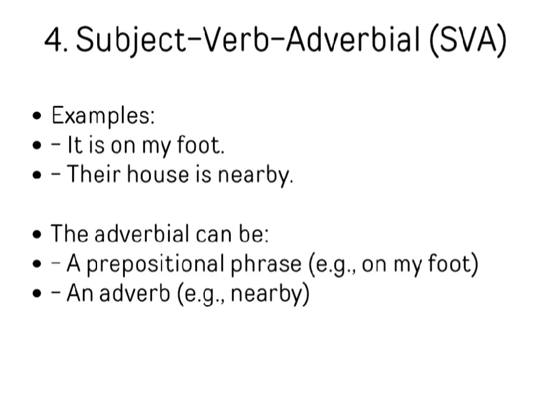Their house is nearby. Their house is the subject, is is the verb, nearby is an adverb. An adverbial can be a prepositional phrase: if there is a preposition placed before a noun in the adverbial form, that is called a prepositional phrase. In the second sentence we have an adverb. What does adverb mean? The adverb is the quality of a verb. It implies something about the verb.